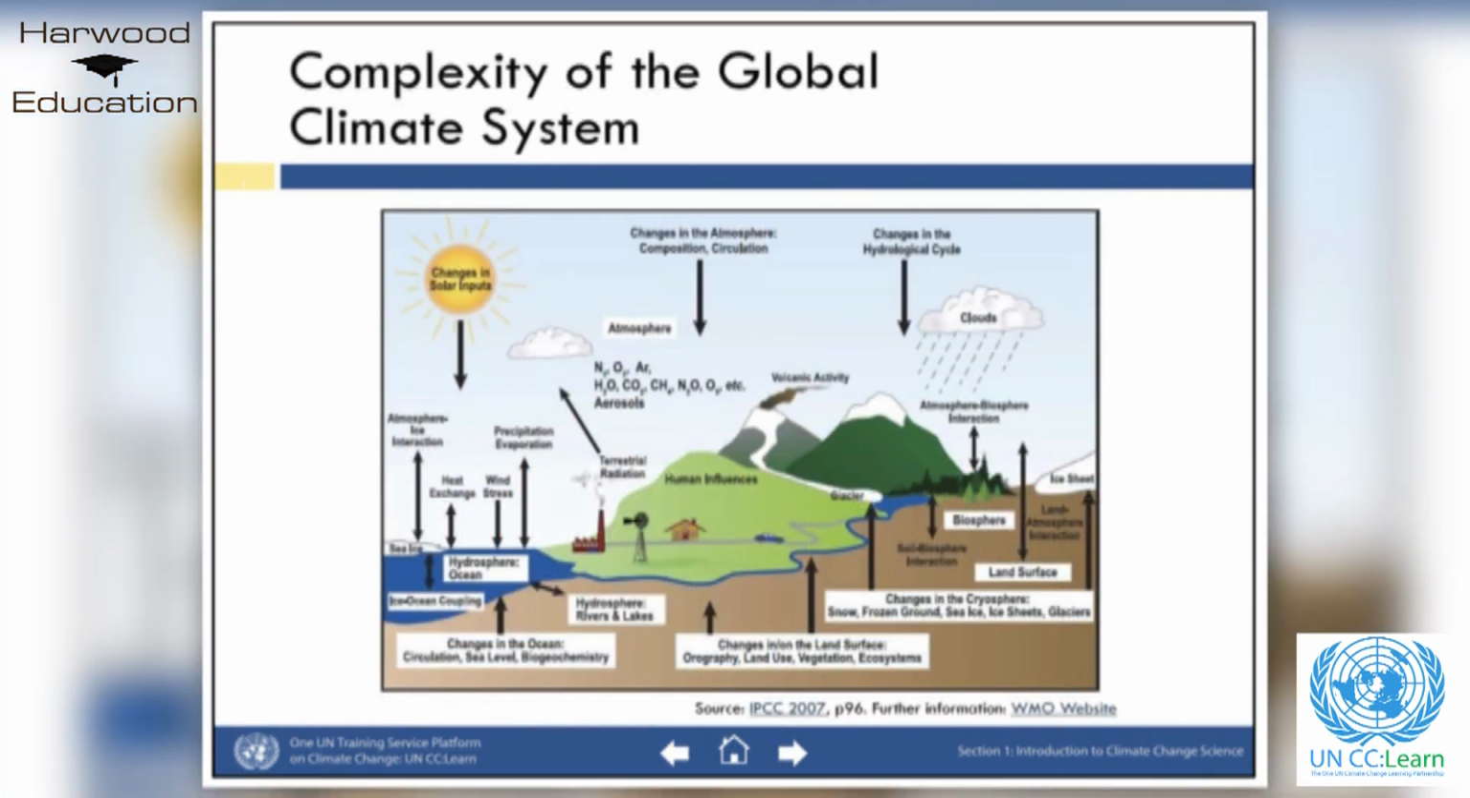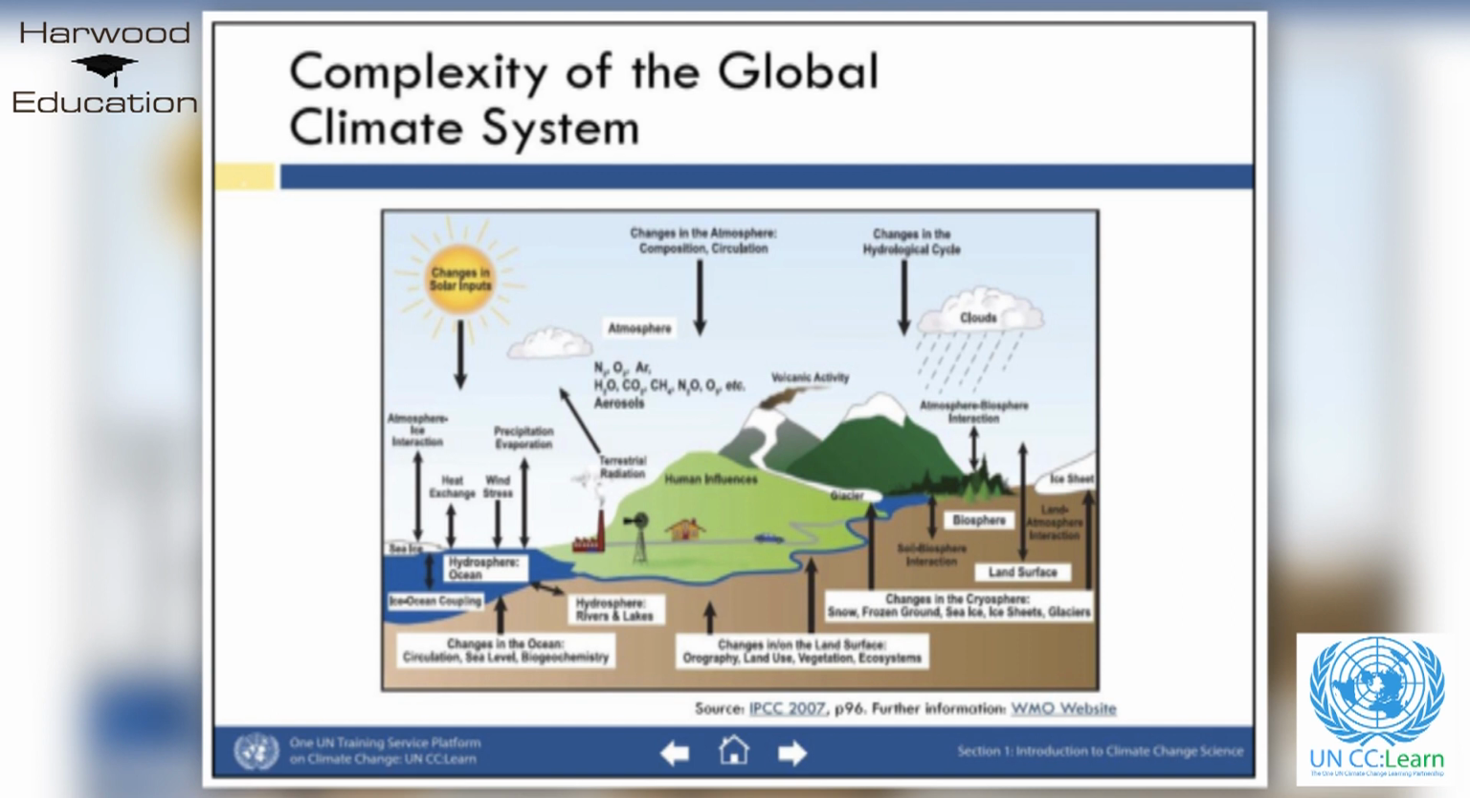Complexity of the global climate system. In a broader sense, climate is the status of the climate system, which comprises the atmosphere, the hydrosphere, the cryosphere, the surface lithosphere, and the biosphere. These elements all determine the state and dynamics of the Earth's climate. The graphic illustrates a number of both natural and human factors that have an influence on the climate. An important mechanism within the climate system is the greenhouse effect, which is explained in the following slide.